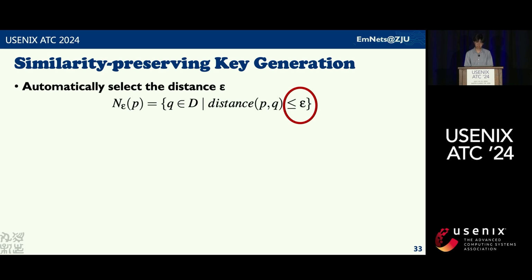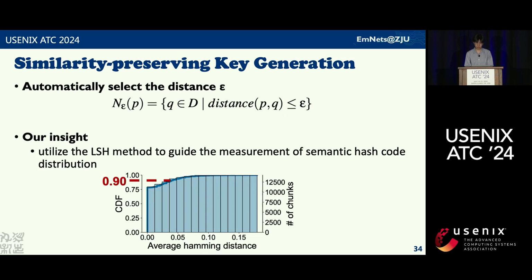So we need to automatically set the clustering distance threshold. Our insight is utilizing the LSH method to guide the measurement of semantic hash code distribution, and further adaptively determine hyperparameters. We observe that over 75% of block sets with the same features are identical, and there is a long tail effect in the CDF distribution. So we set the distance value at the 90th percentile of the CDF, adjusting it adaptively for different images.